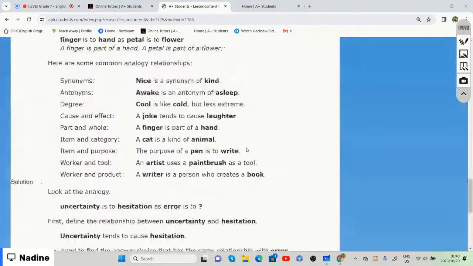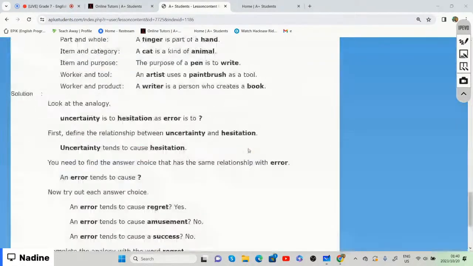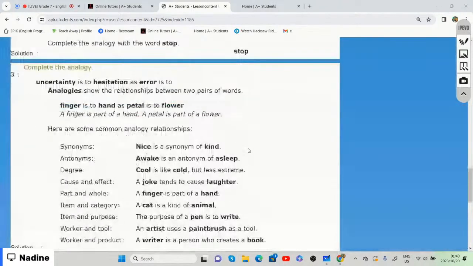Where are we now? Oh, so if uncertainty is like hesitation, right? Then error is what? Uncertainty, meaning I'm not sure, right? And then we have hesitation.